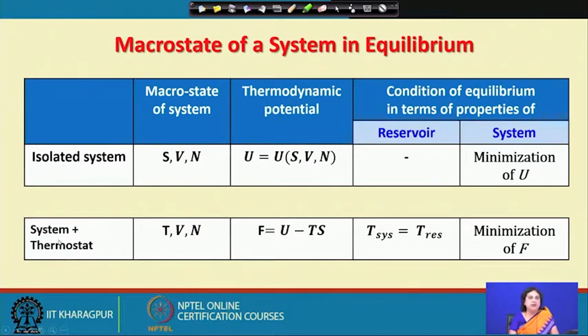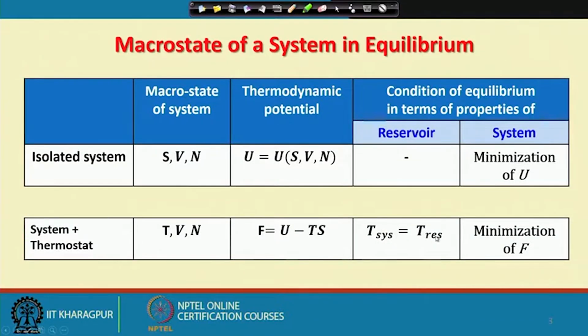We have also seen, if I couple the system with a thermostat and allow it to interact with the reservoir in a certain way, then in this case you use these 3 variables, temperature, volume and the number of particles, to describe the equilibrium property of the system. The corresponding thermodynamic potential is the Helmholtz free energy, and the condition of equilibrium is given by equality of temperature between the system and the reservoir, as well as the minimization of the Helmholtz free energy.